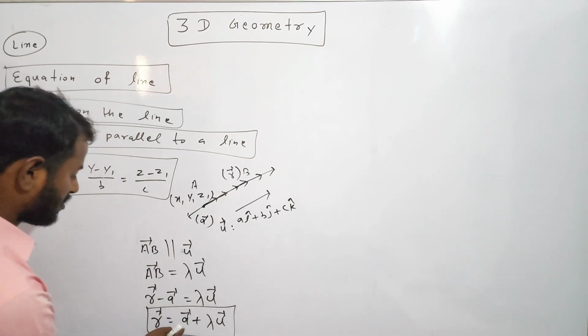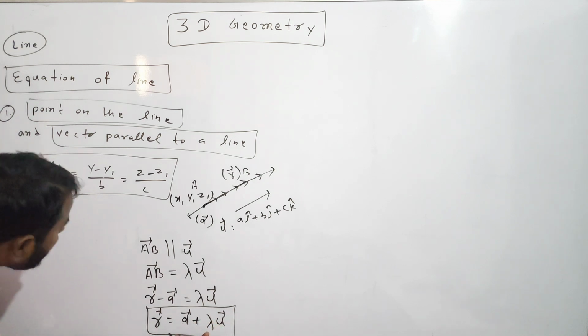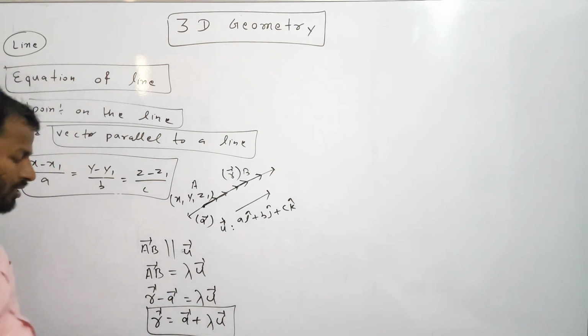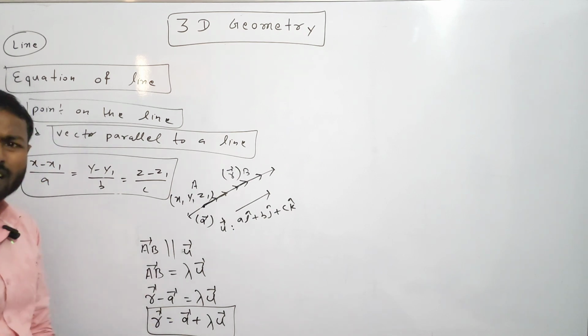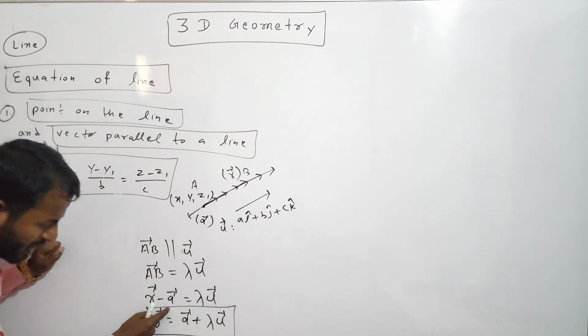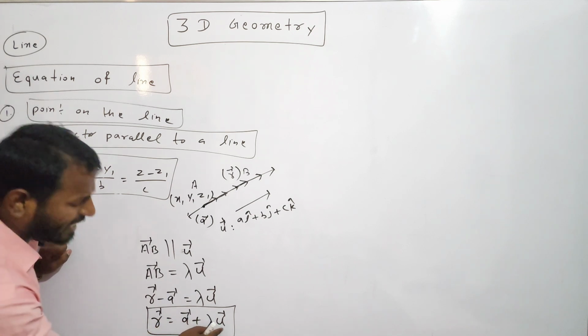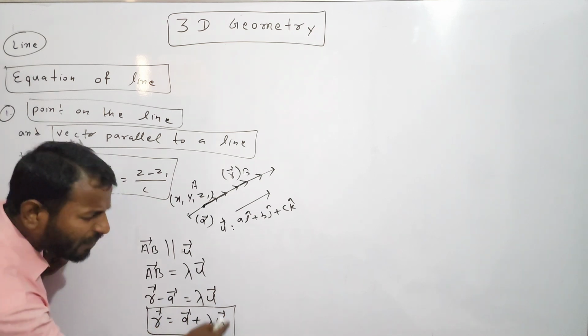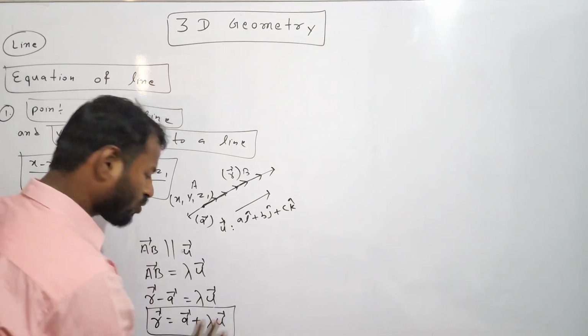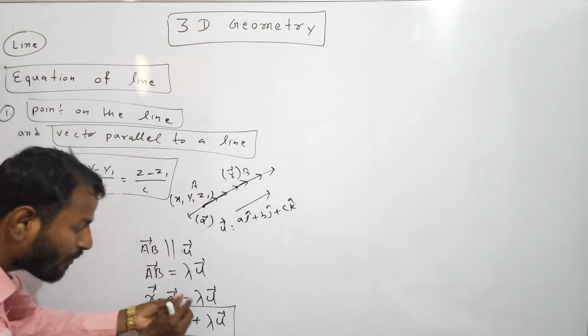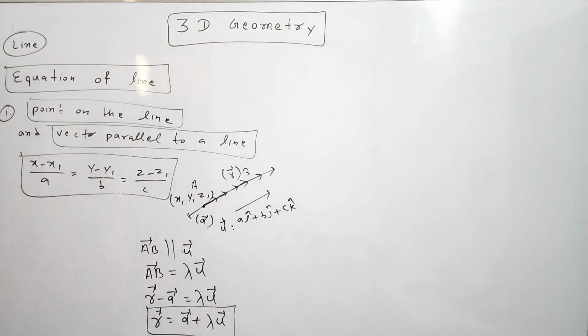Okay, we can convert this equation into this form. This is called Cartesian form. Let's see how we can convert. In NCERT books, it is always given as vector R equal to vector A plus lambda times vector B. You can take any name here, so no problem. Now, how to convert this vector equation into Cartesian form?